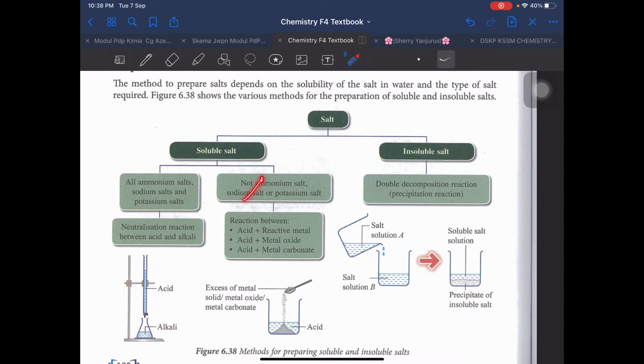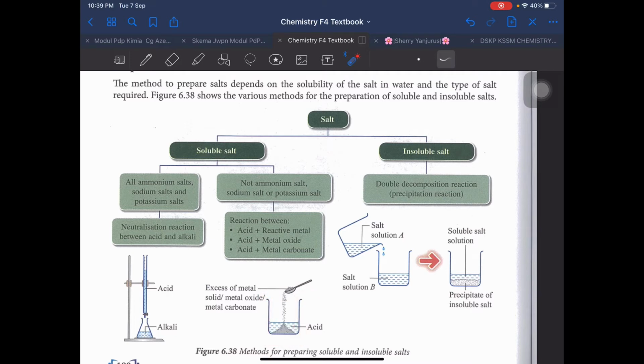Okay, if you see bukan SAP punya salt, you can do this reaction between acid and reactive metal, acid and metal oxide, acid and metal carbonate. Okay, cara dia tidak sama dengan titration. What you need to do is you need to put acid in a beaker.